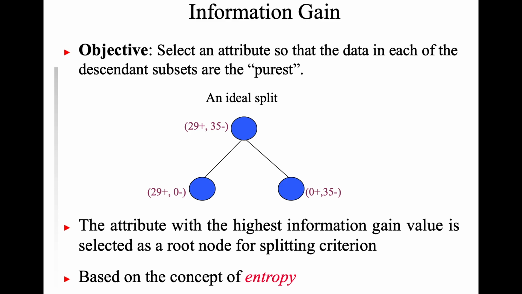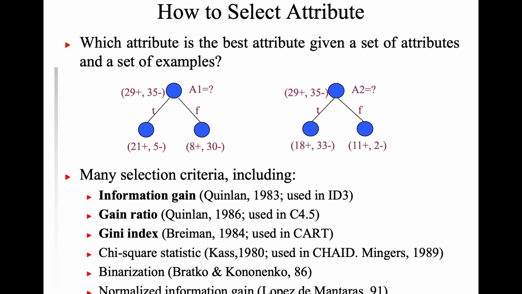What would be an ideal split? Let's say, for example, in an original data set, we have 29 instances of our data that belong to class label yes, and 35 instances that belong to class no. So what would be the ideal split? Just a hint, what would be the ideal split?